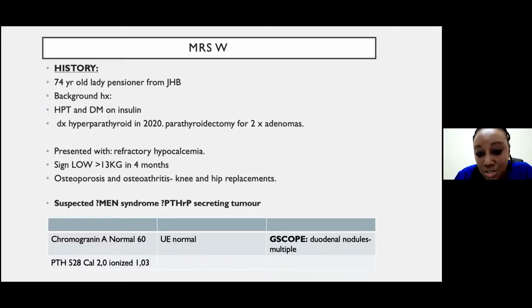So at gastroscopy, we found her to have duodenal nodules. There were multiple nodules in D2 in particular, and histo was taken.